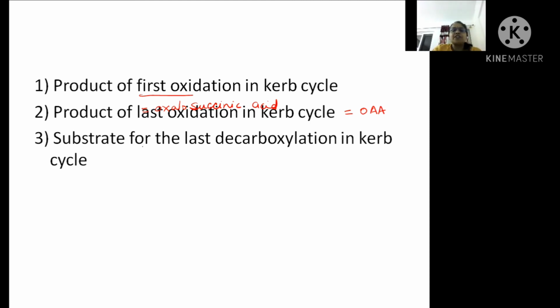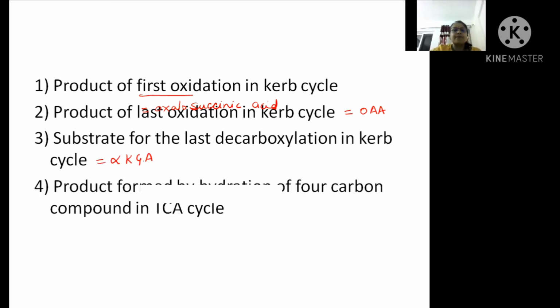Third question is, which is the substrate for the last decarboxylation in Krebs cycle? The substrate responsible for last decarboxylation is alpha-ketoglutaric acid. Which product is formed by hydration of a 4 carbon compound in citric acid cycle? That product is malic acid. For this, my suggestion is, if you still have any confusion, then you can go and refer the long steps of Krebs cycle. Clear, beta?